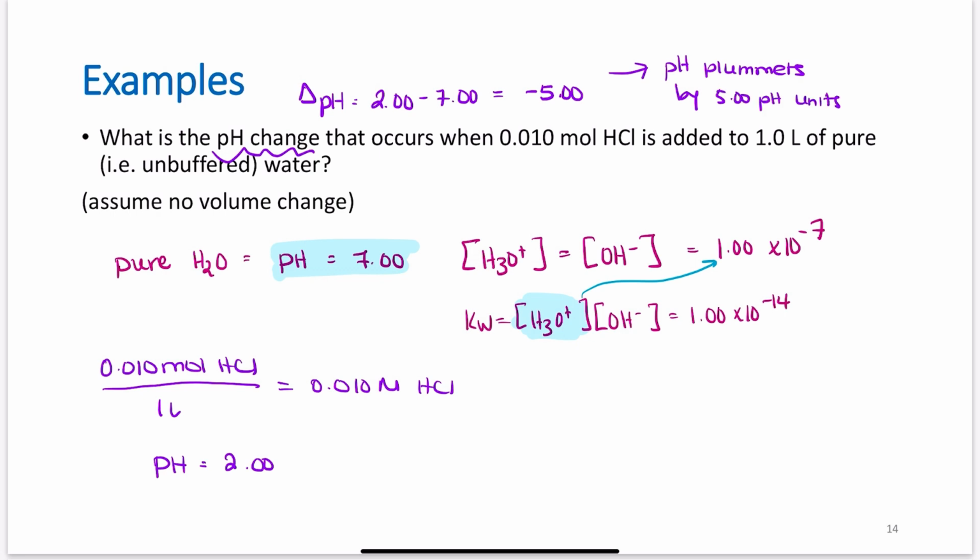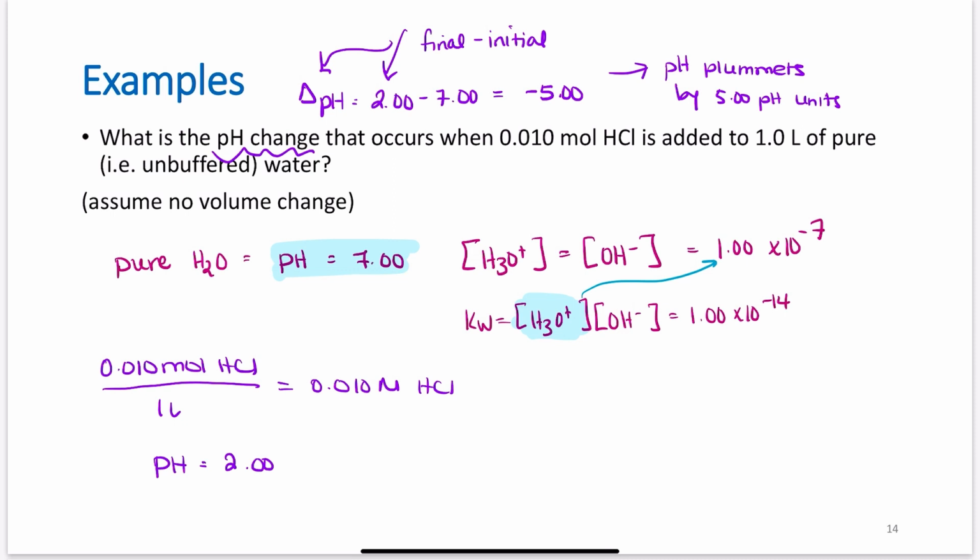You may ask why I put the 2 here in front instead of the 7, instead of 2 minus 7? That's because the delta here always means final minus initial. So the final pH minus the initial pH. We could say your pH plummets by 5 pH units, the pH is decreased by 5 pH units. When I add in 0.01 moles of HCl to 1 liter of pure water, I see the pH decreased by 5 pH units. The new pH is 2.0 or 2.00, whatever you'd like to say.